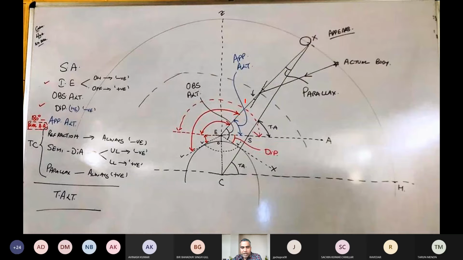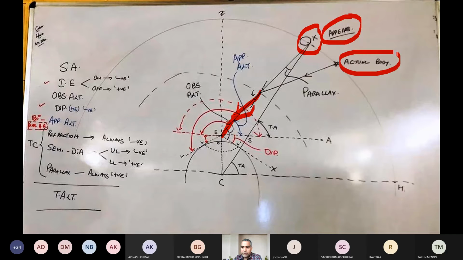If you are receiving the light from a celestial body, let's say you are here and you are receiving the light from this direction. The light is coming to you like this. The body will appear to be here. This is where the body appears to be, but actually the body is not here. Where is the body actually? The actual body is somewhere here. What is happening is the light from the body is coming in this particular direction.